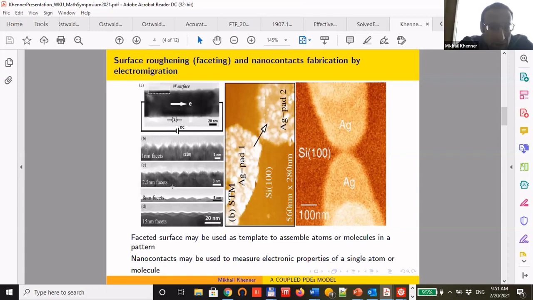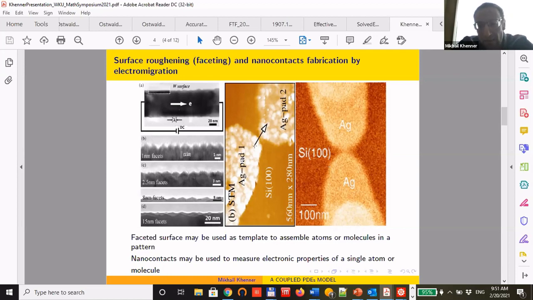The application of this effect is, for instance, to assemble patterns of molecules or atoms which you can deposit onto the surface, and they will assemble into the valleys of the surface relief. This can be used for medical purposes or for whatever other purpose one can think of.